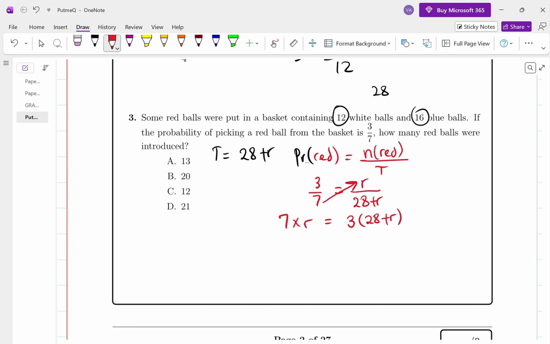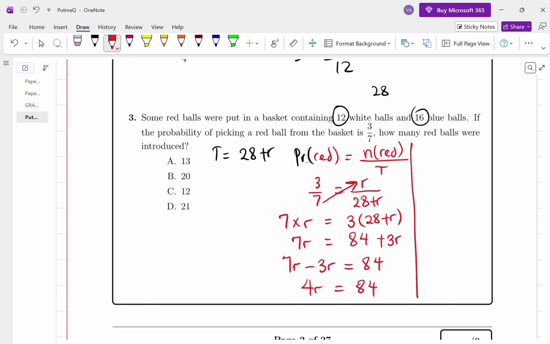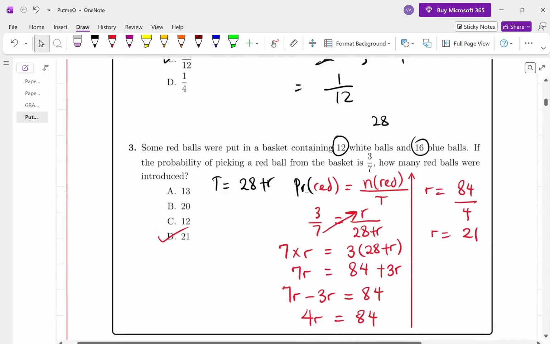Next, 7 times R is 7R, and 3 times 28 is 84 plus 3R. So what do we do next? We collect like terms: 7R take away 3R equals 84. 7R take away 3R is 4R equal to 84. Then we divide both sides by 4, so R is 84 over 4, which is 21. So it means 21 red balls were added.